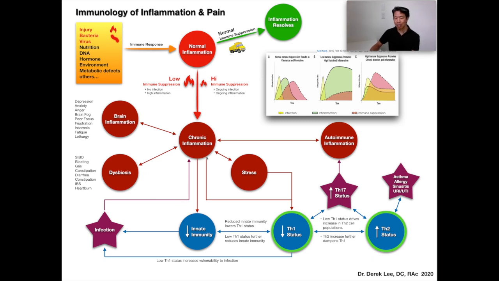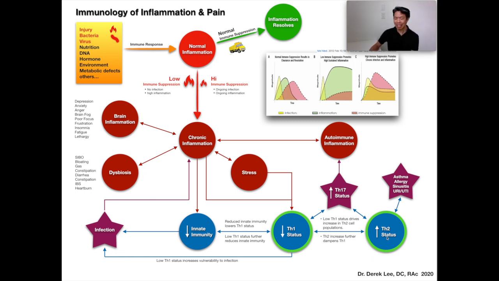Now, chronic inflammation combining with stress can also reduce Th1 status. What's that? That's a type of white blood cell. It's called T helper cell 1. This is T helper cell 2. When T helper cell 1 status drops because of the chronic inflammation and stress, it drops the innate immunity, which increases susceptibility to infection, driving the inflammation. So we get into these multiple loops which fuel the inflammation issues.